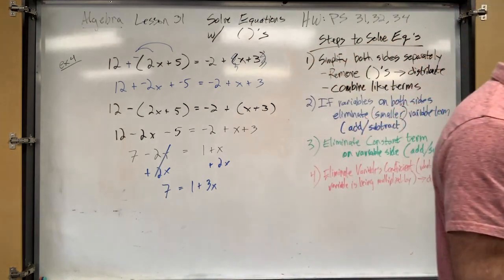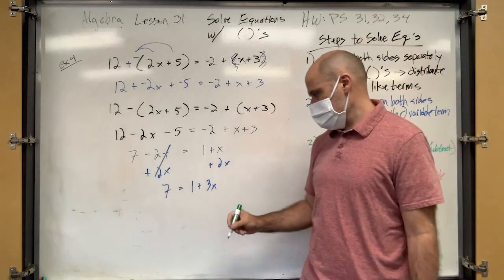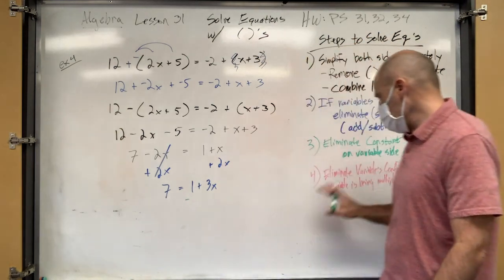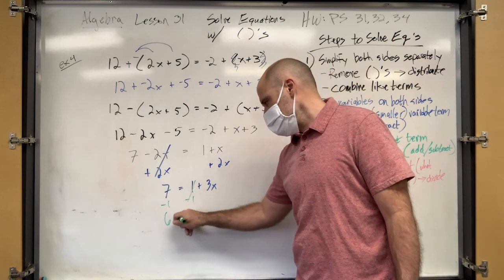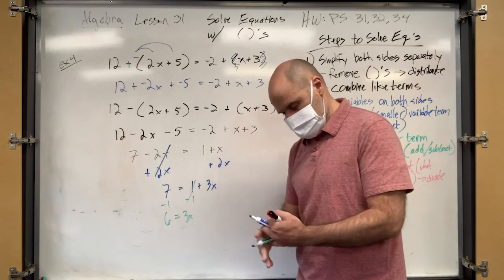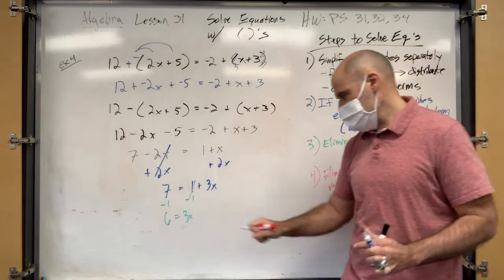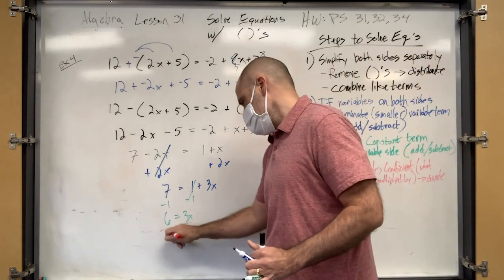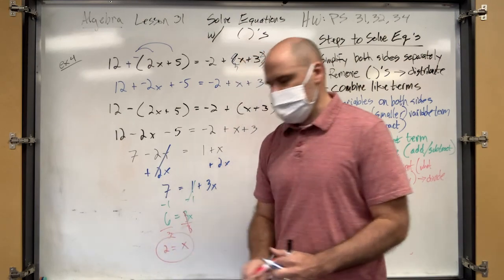Now what? Get rid of the 1. Get rid of the constant on the variable side. Good job. -1, -1. Finally, a pretty answer. How do we get rid of that 3? Divide. X equals 2. Good. All right.